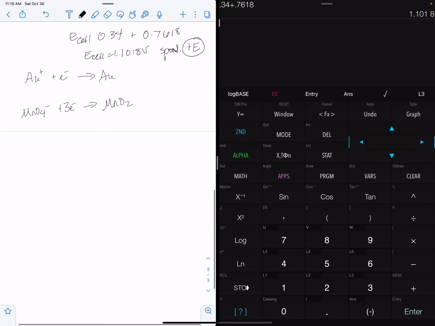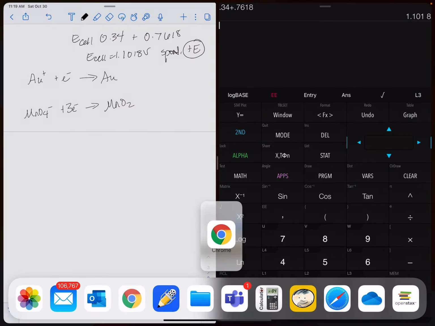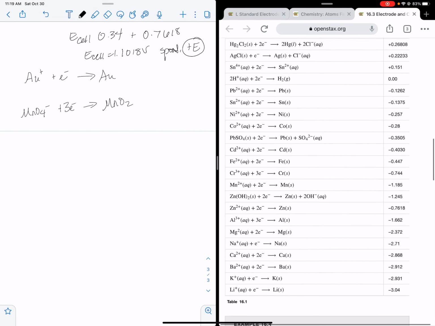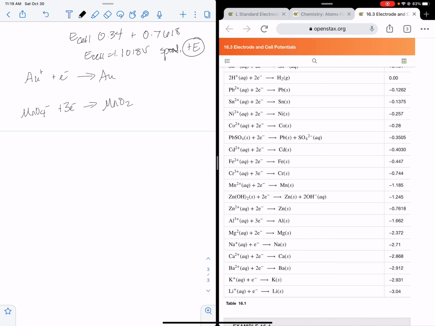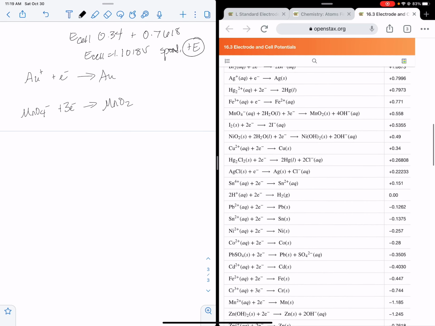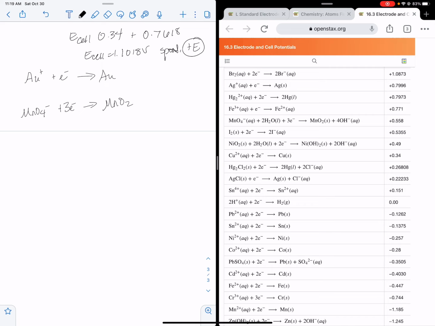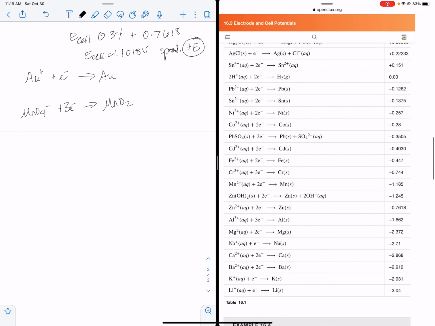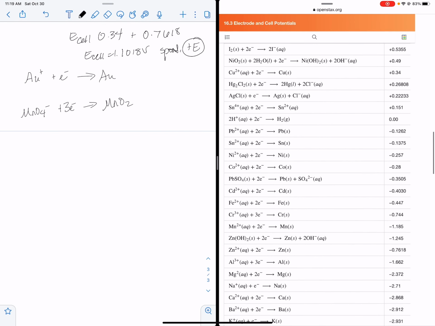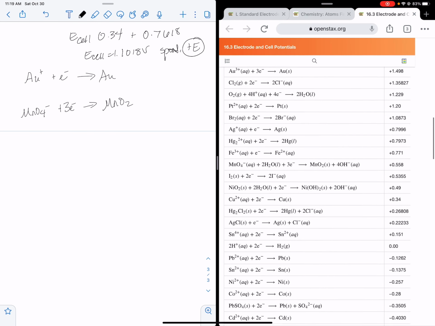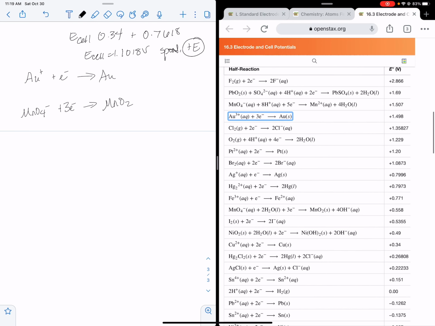And then let's do this one. And pull this back over the chart. We're going to look up these ones. So where's our gold on the chart? And sometimes you have to look a bit. It should be lower. I'm not seeing it. Maybe you're seeing it. I know it's on the chart though. Oh, no, it's higher. Here's our gold. So our gold is 1.498.